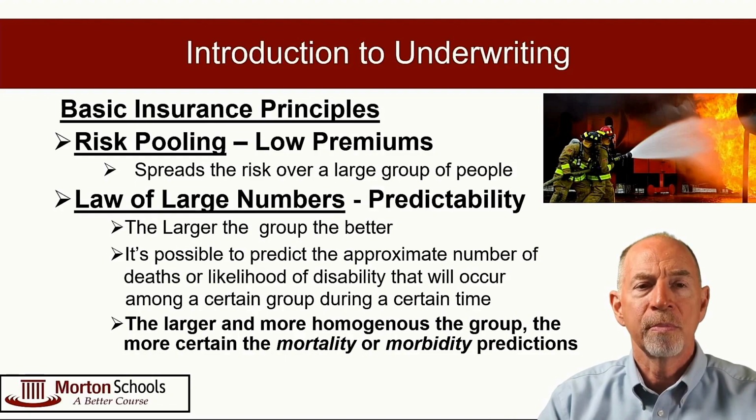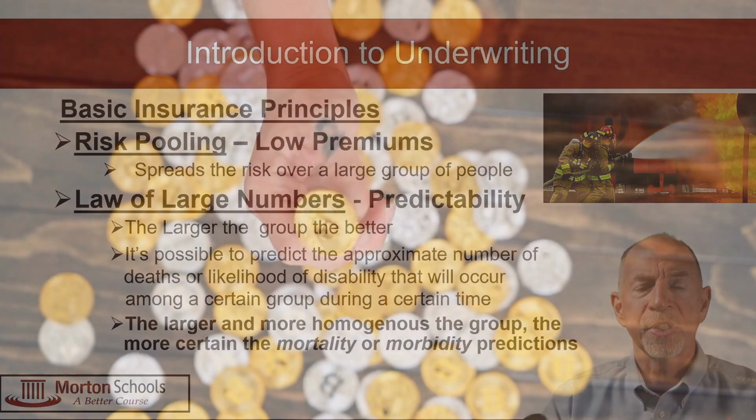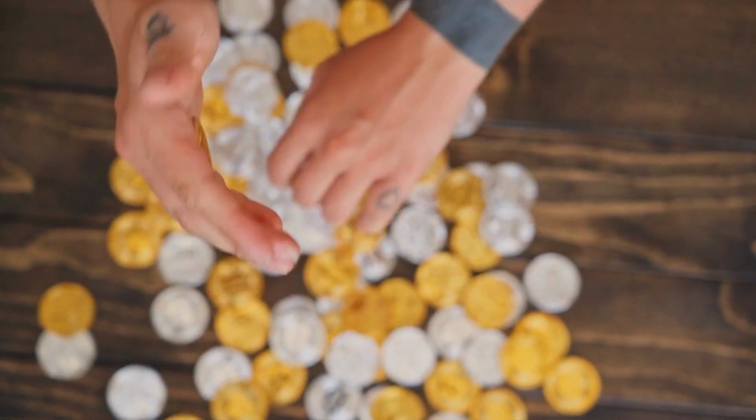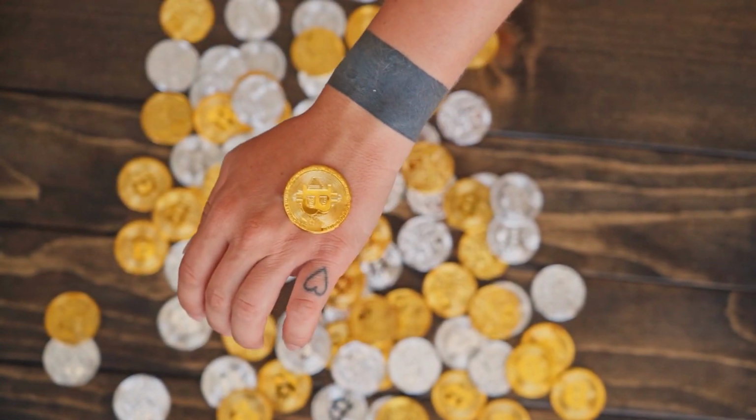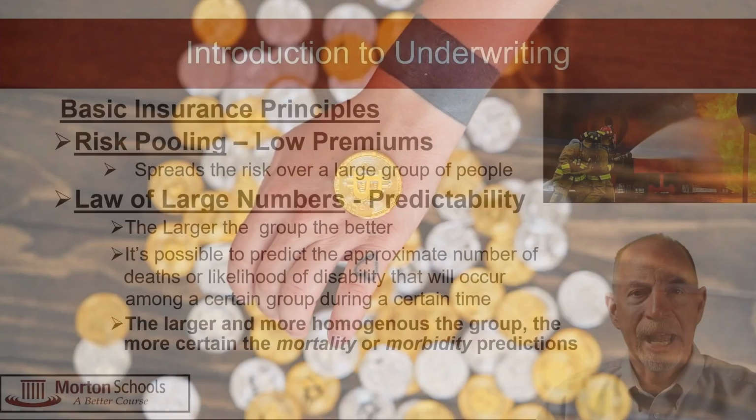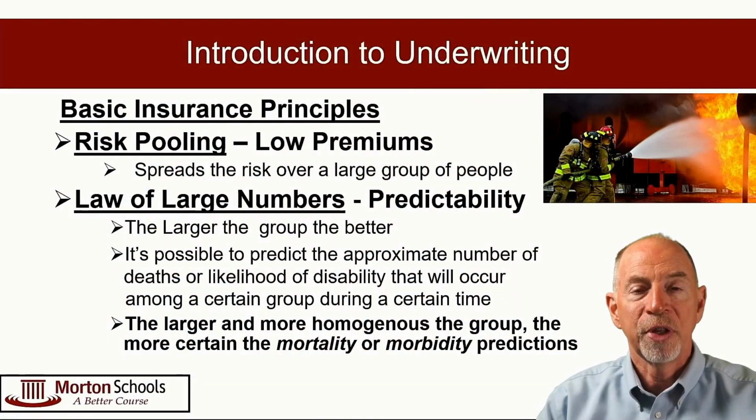The law of large numbers says that we have to have a big enough group for these statistics to work out. What do I mean by that? If you flip a coin, what's the chance of that coin landing heads up? 50-50, of course.